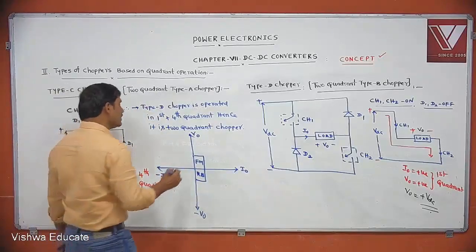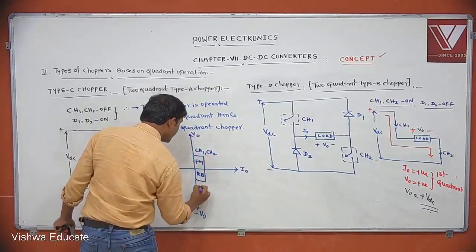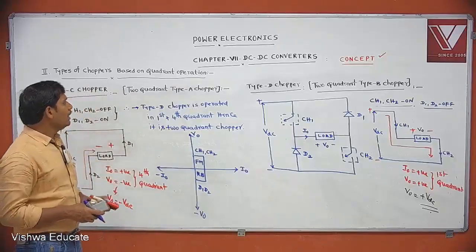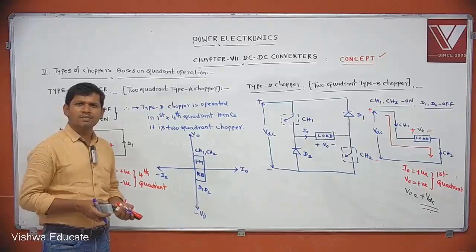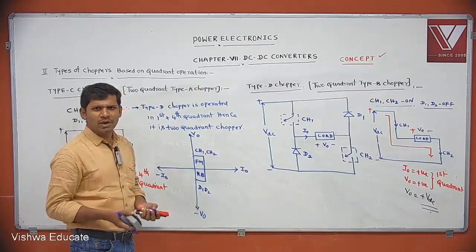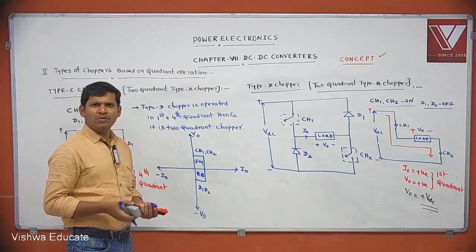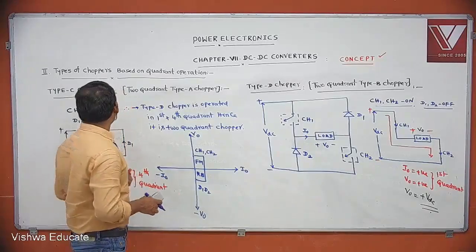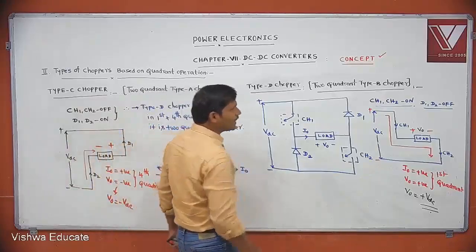Okay. Here which devices are switched on? CH1 and CH2 are on. Here which devices are on? D1 and D2 are on. Now, type A chopper is a step down chopper. The average output voltage is similar to that of a step down chopper. Type B chopper is a step up chopper. The analysis is also similar to a step up chopper. But type C is a combination of type A and type B. Then we can use both the type A and type B formulas. But what about the formulas in type C chopper? For that, I want to derive the average output voltage of type C chopper.